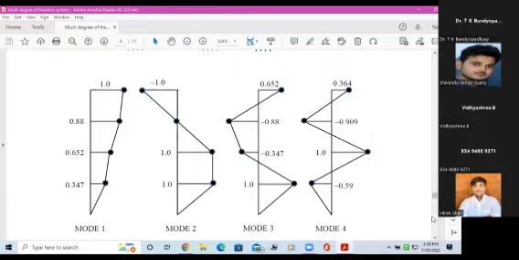So I hope these mode shapes are very clear to you and how we have obtained these mode shapes. Okay, so first mode shape, second mode shape, third mode shape, and fourth mode shape. These are simplified methods of analysis of multi-degree freedom systems.